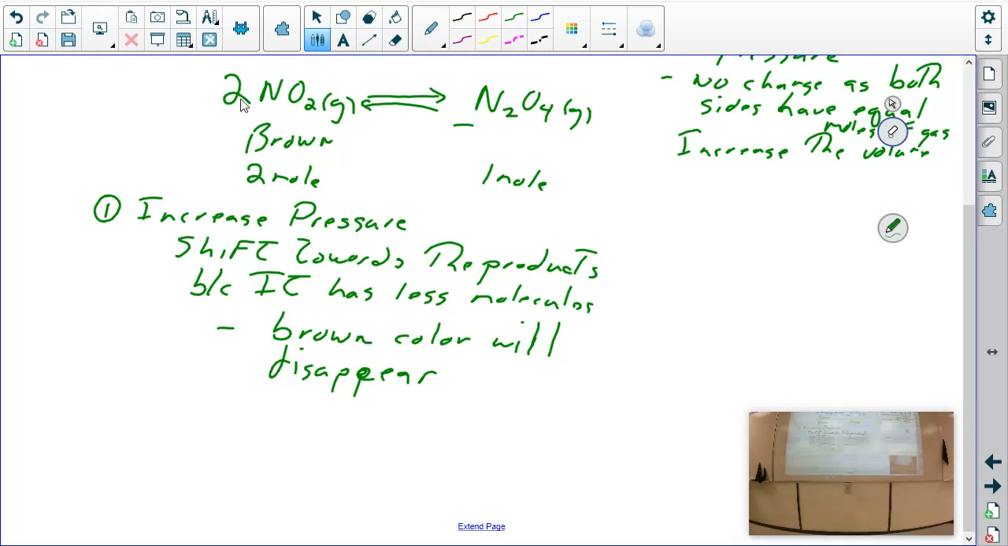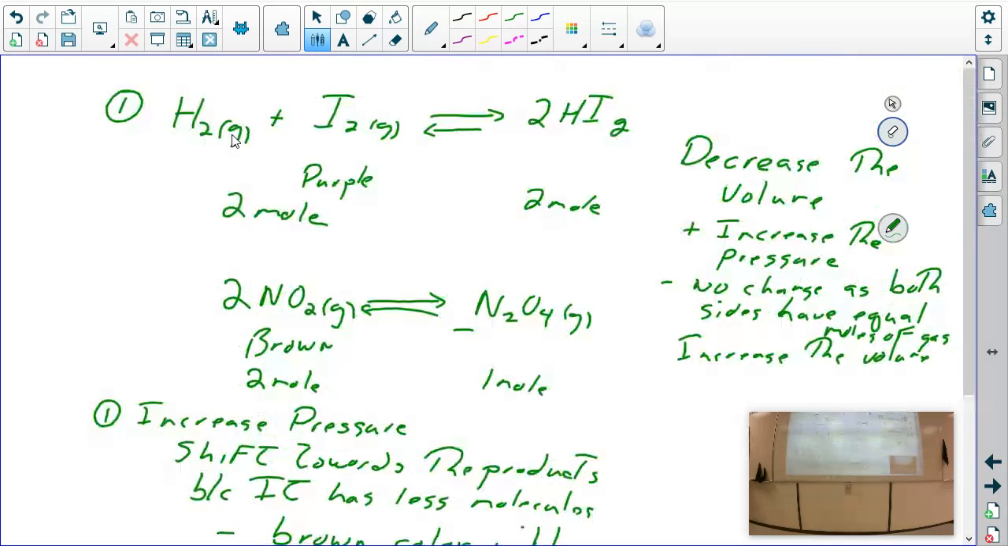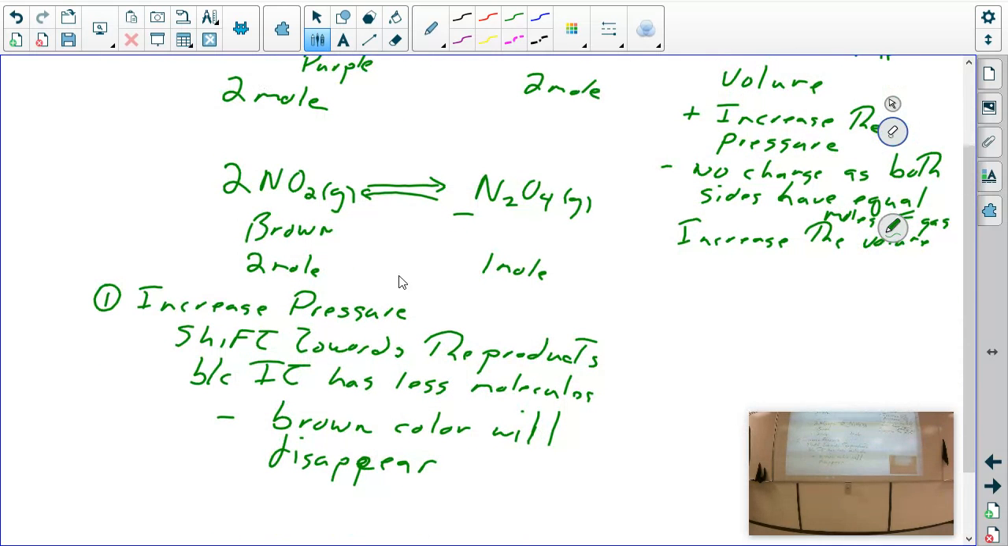Again, this would be about the only system that I would expect you to know the colors of right now, because we just use it so often. Maybe this one here, but I've never given a question that doesn't have the color here. If I was to decrease the pressure, it would be the exact opposite, going the other way.